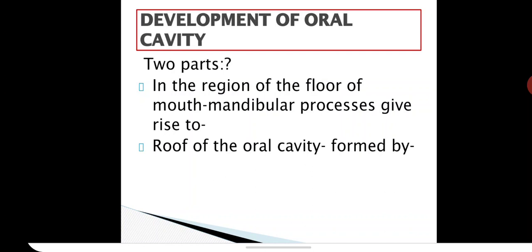In the same period, the oral part of the tongue is separated from the floor of the definitive mouth by the endodermal alveolo-lingual sulcus. So these are the two sulci which are separating the mouth components.